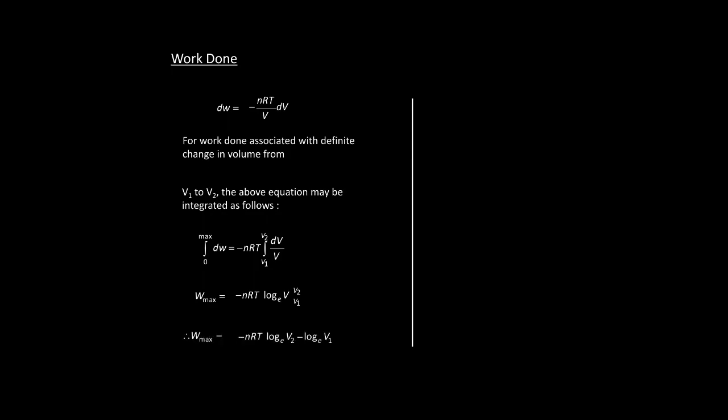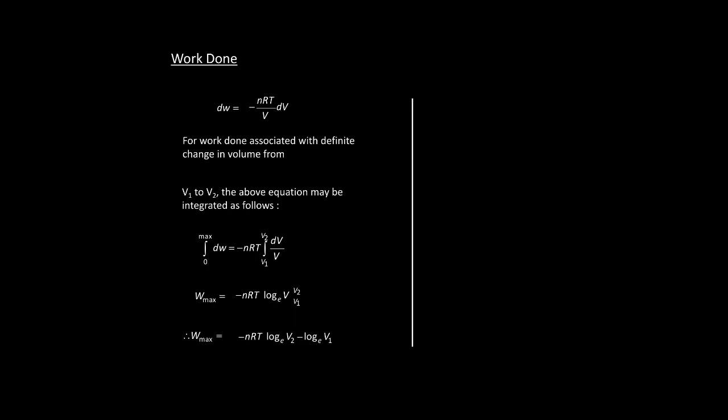For work done associated with a definite change in volume from V1 to V2, the above equation may be integrated as follows. Integration 0 to max dW is equal to minus nRT integration V1 to V2 dV upon V. The integration of V1 to V2 dV upon V gives W max is equal to minus nRT log to the base e V, V1 to V2. Log to the base e V, V1 to V2 can be written as W max is equal to minus nRT, log to the base e V2 minus log to the base e V1.